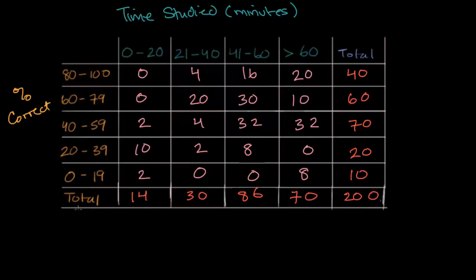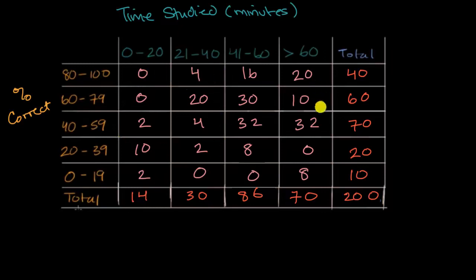Let's say that we are trying to understand a relationship in a classroom of 200 students between the amount of time studied and the percent correct. And so what we could do is set up some buckets of time studied and some buckets of percent correct, and then we could survey the students and/or look at the data from the scores on the test, and then we can place students in these buckets.